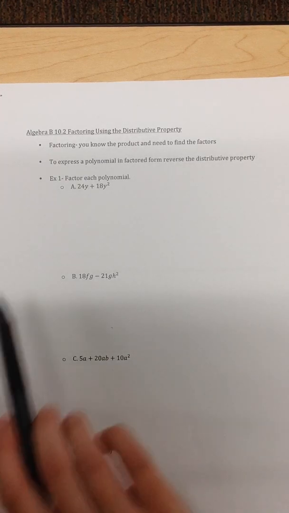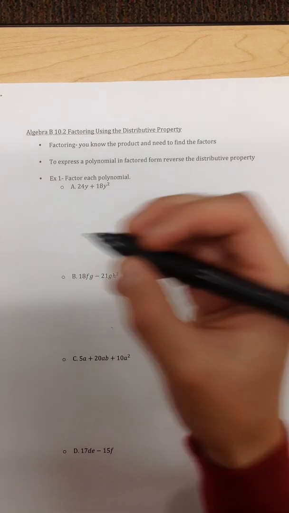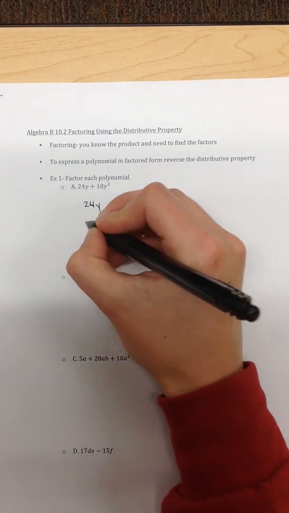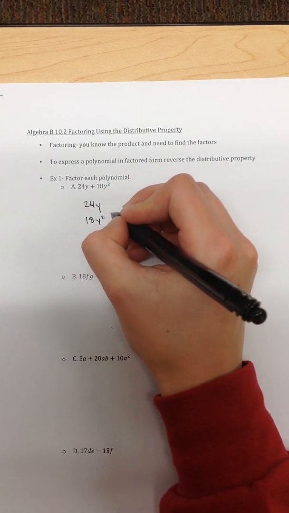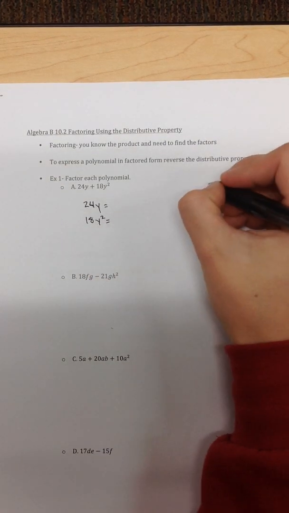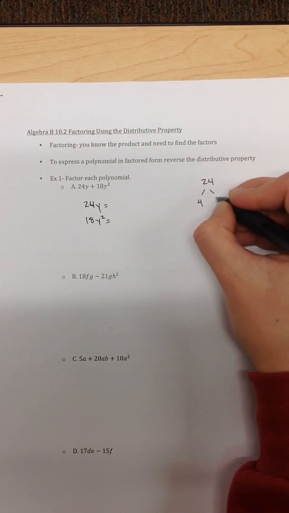Okay, so what they're going to do is give us something like this: 24y plus 18y squared. I'm going to do something similar to what we did in the last assignment, 10.1, where we had 24y and 18y squared, and we broke those into things that make those up. So we take 24 and break that down using a factor tree. 24 could go to 4 and 6.